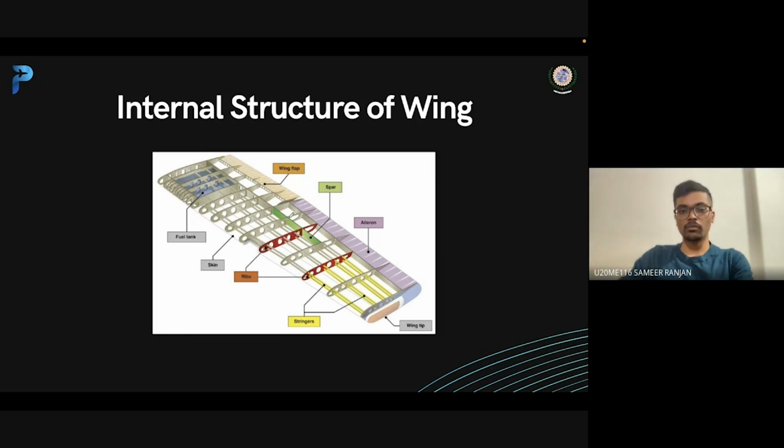When we talk about commercial aircraft like Airbus or the Boeing 747, this particular compartment is there for the fuel. So they store fuel in their wings.